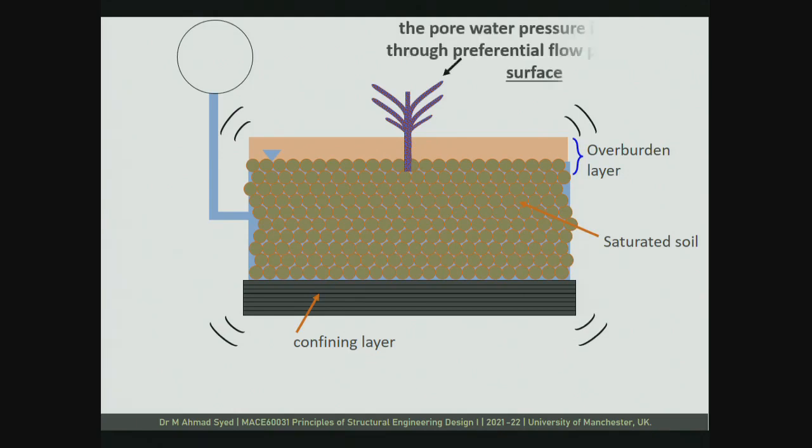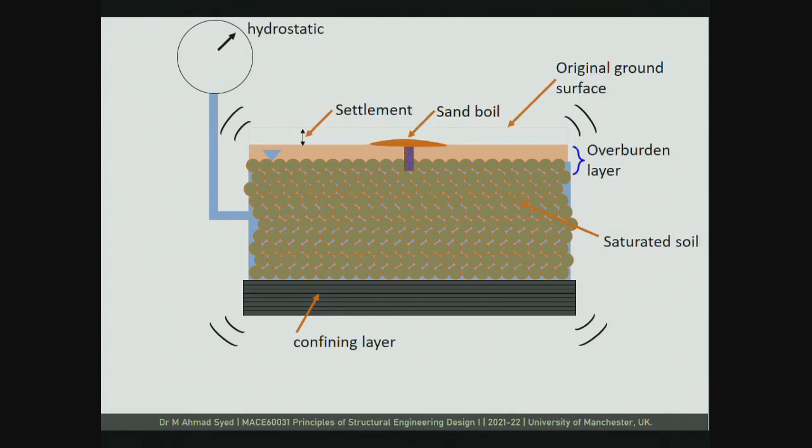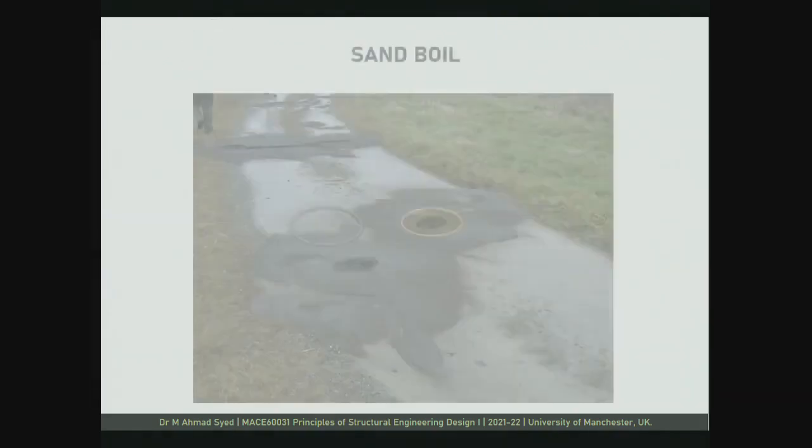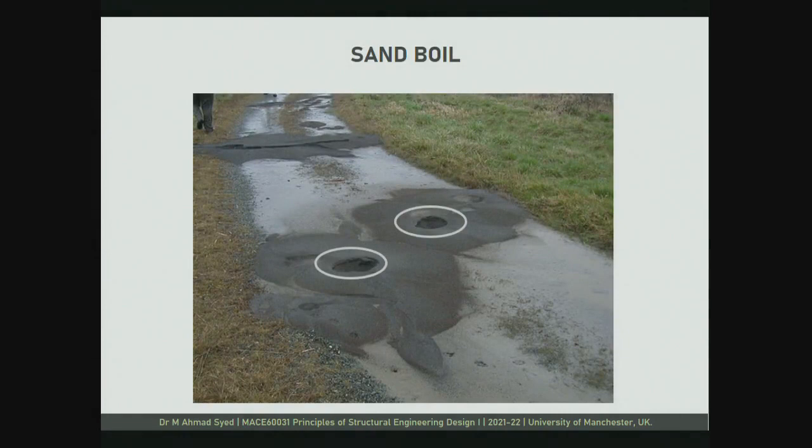So these are those preferential paths, and after some time, there will be some settlement, because a loosely packed configuration has transitioned to a denser configuration. So there will be some surface settlement, and this dome shape. So you will have the sand boil. All the sand will be collected around this, and you will have the central portion, which is that small crater, and you will see this type of shape at the ground surface.